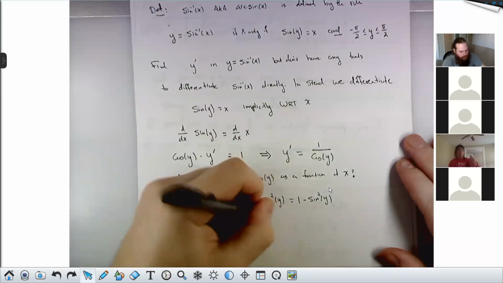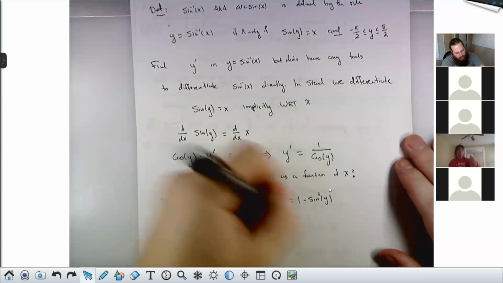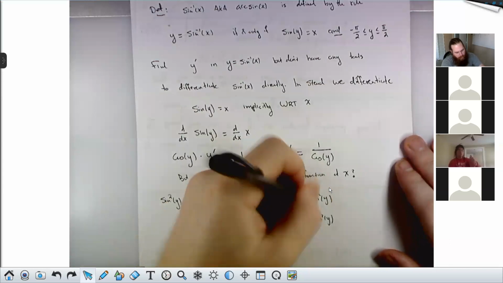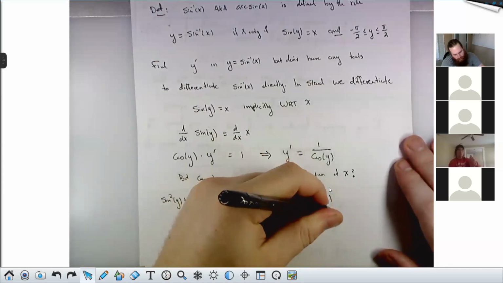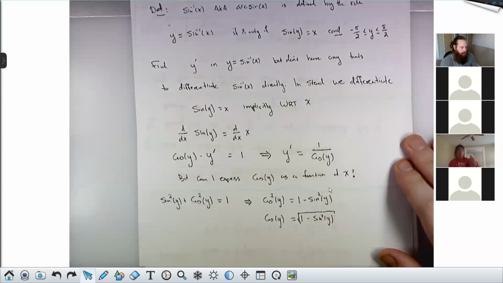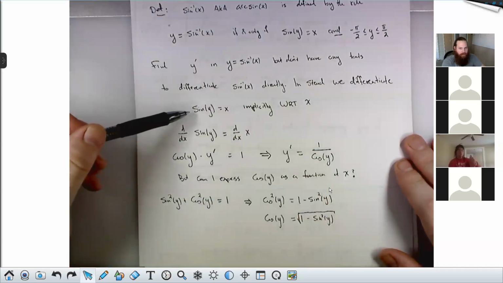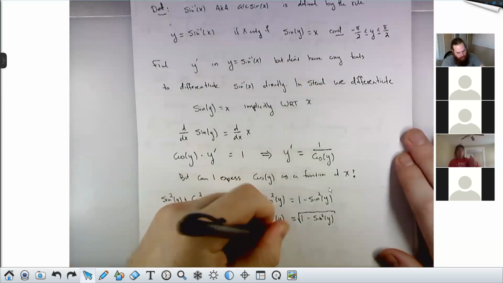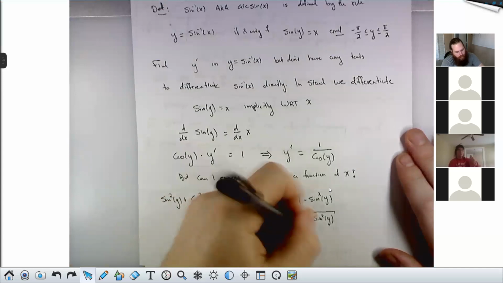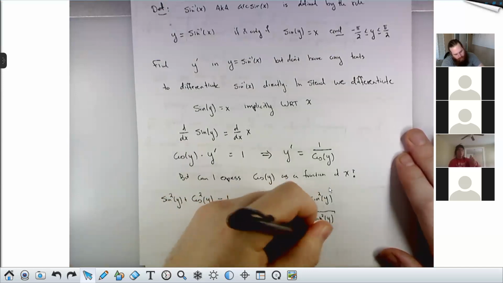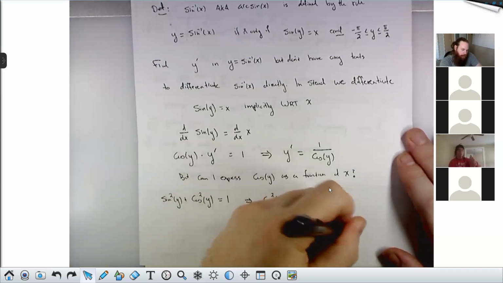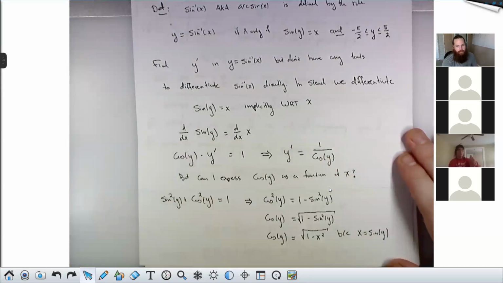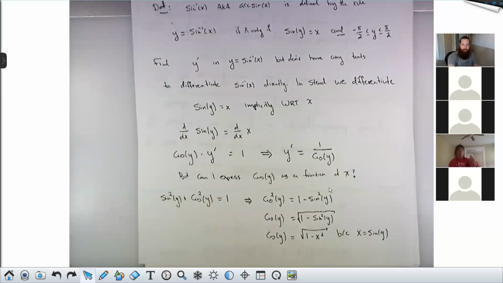Which means that cos y is 1 minus sine squared y under the square root. But sine y is x. So sine squared y is x squared. So cos y is the square root of 1 minus x squared, because x is sine y. Remember, that's the definition of the inverse trig function.